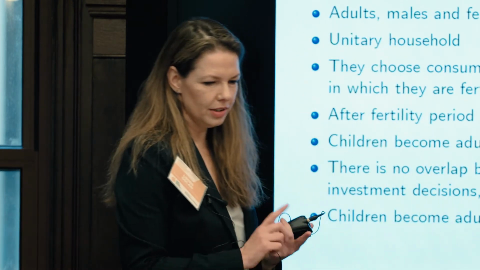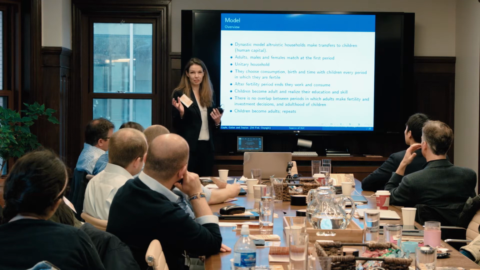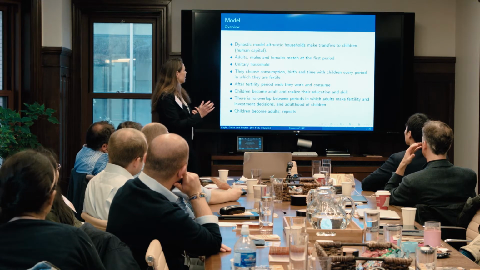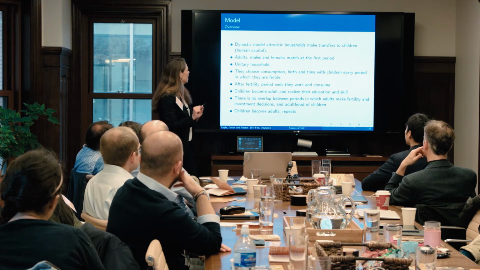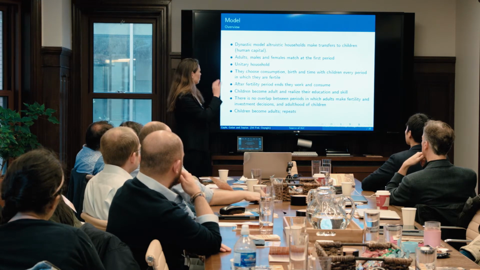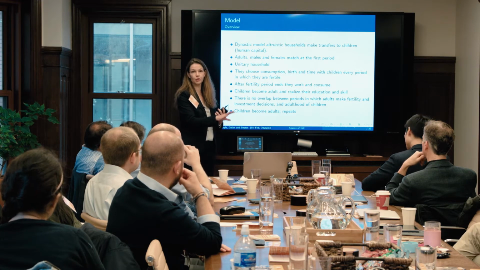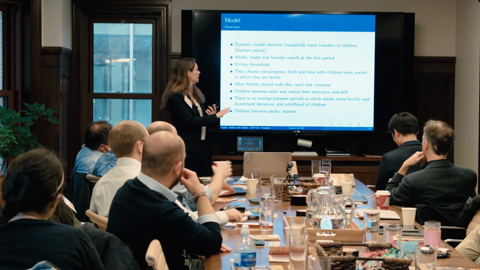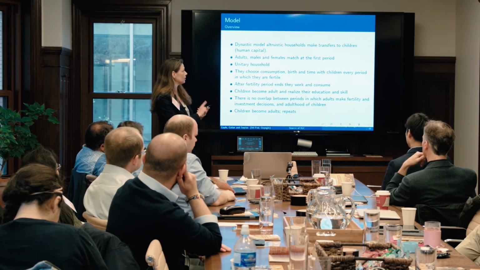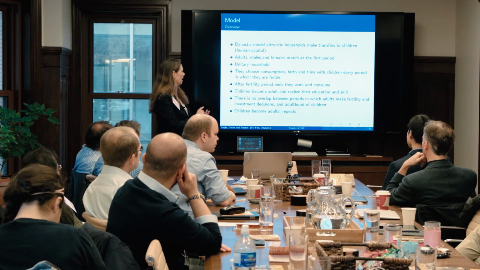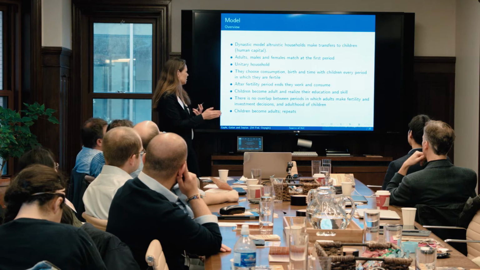All right, so dynastic model. The utility function of the kids is in the utility function of the parents. There is only transmission of human capital here in this model. In this framework, adult males and women just form a household in the first period of adulthood. Here we're going to have a unitary household, and they choose consumption every period, birth and time with kids, for the period that the female is fertile. And then children become adults.